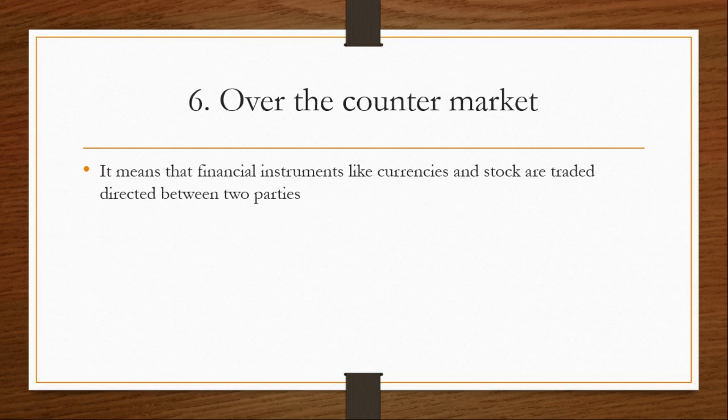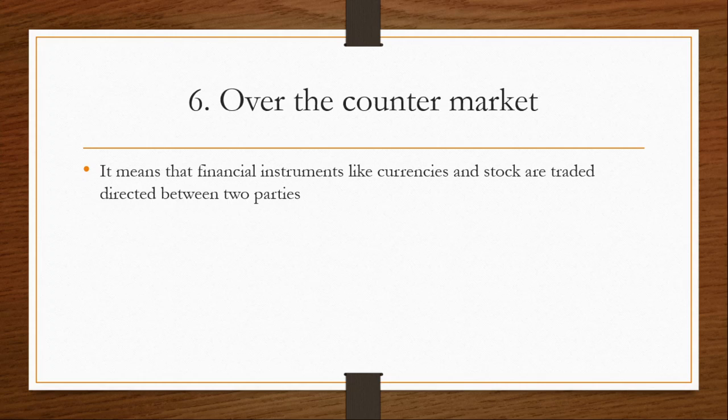Now, the sixth characteristic of the capital market is that it is an over the counter market, which means that financial instruments like currencies and stocks are traded directly between two parties. So it is a market where the over the counter process takes place. And when we are talking about stock exchanges or stock markets, over the counter markets are very important from our point of view.